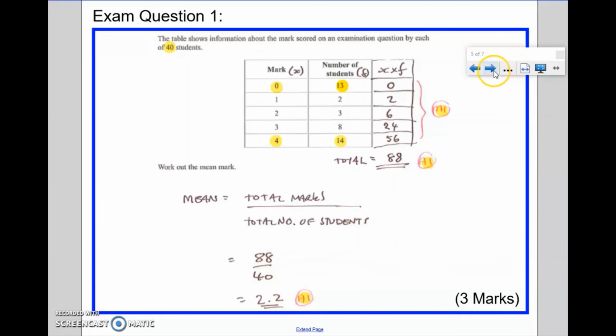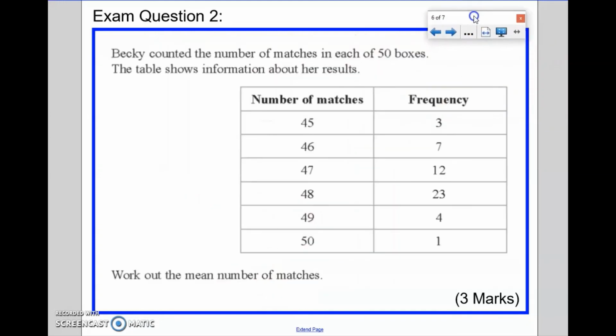One more question to have a go at, and it is another exam question. Could you again pause the video at this point, copy and complete the exam question, and then I will talk you through my worked solution. Okay, so this time the frequency table shows you information of how many matches were contained in 50 boxes. So again, the question is telling us what the total of frequency will be. We're dealing with 50 boxes.